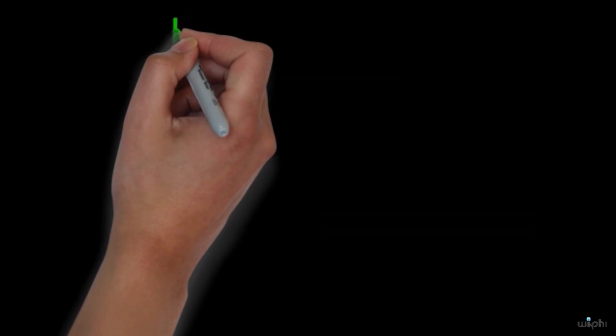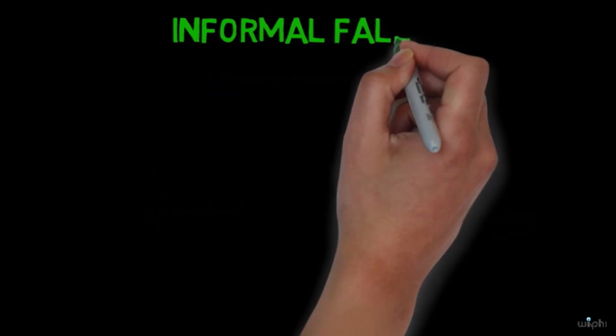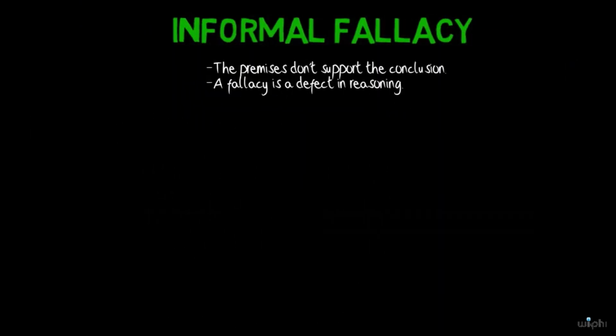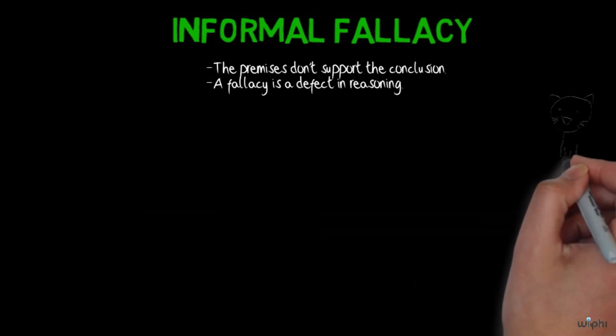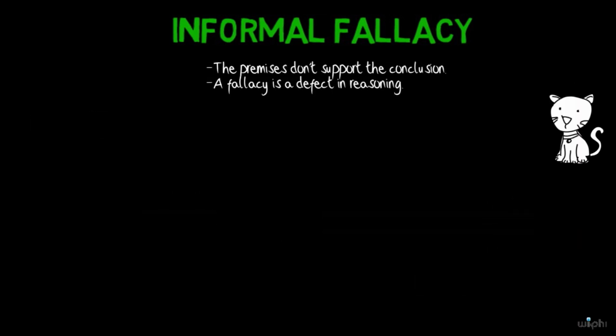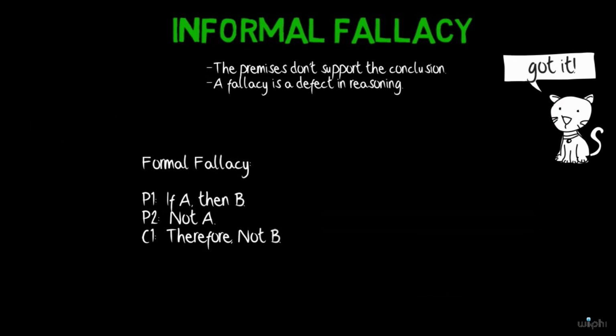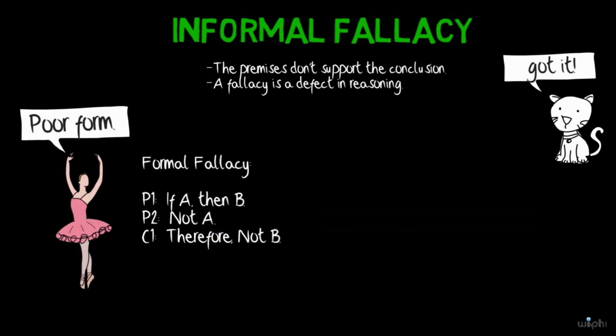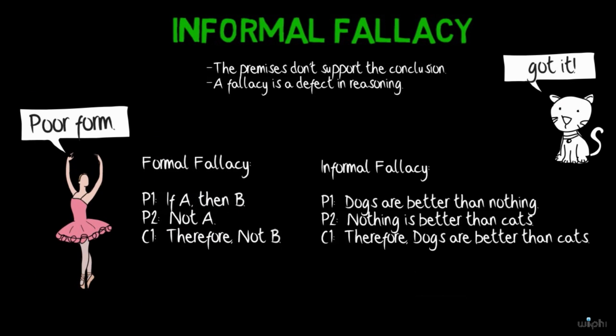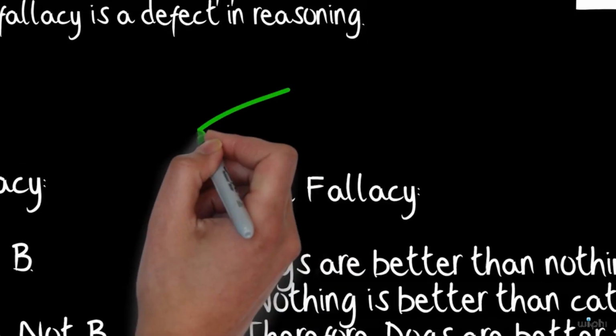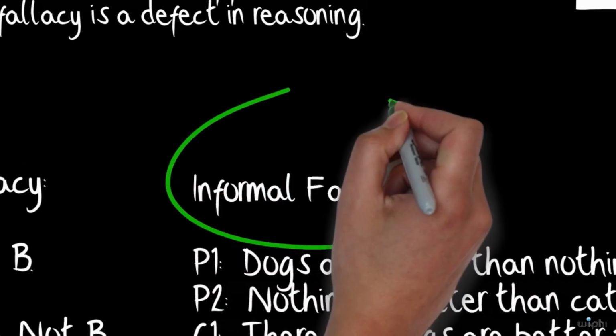To recall, an informal fallacy is an argument whose premises do not support its conclusion. Generally, a fallacy is a defect in reasoning, and there are two types of fallacies, formal and informal. A formal fallacy is an argument with an error in the form of the argument, and an informal fallacy contains an error in the content of the argument. But you can learn more about this distinction in the video about informal and formal fallacies, which should be out soon. For this video, we're going to focus on a particular informal fallacy.